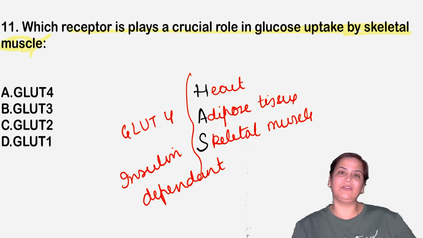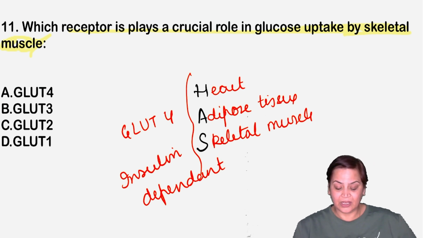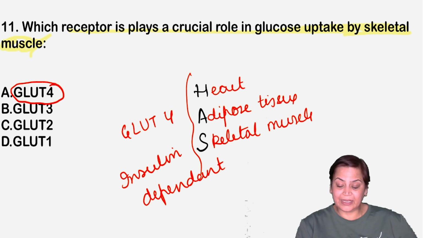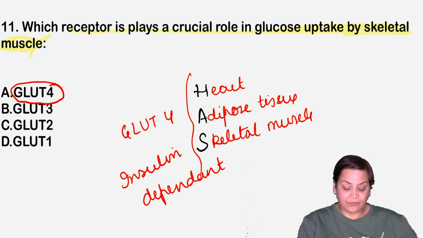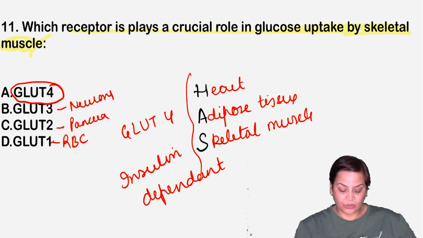Whenever we talk about transporters, there are so many different transporters in the body. GLUT4, 8 and 12 are dependent on insulin, rest are insulin independent. In the intestines and kidneys, SGLUT1 and SGLUT2 are the transporters. So here the answer has to be GLUT4. GLUT4 is for skeletal muscle. GLUT1 is for RBCs, GLUT2 is for pancreas, and GLUT3 is for the neurons. So the answer is A.